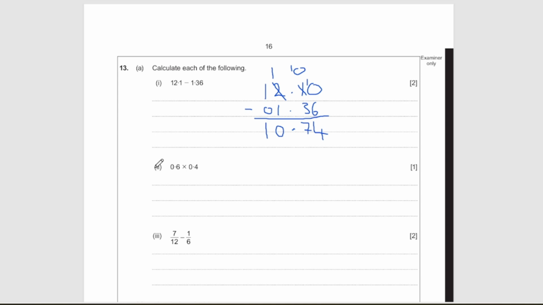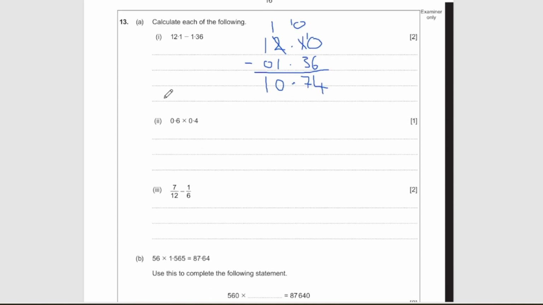0.6 times 0.4. There is a trick that we can do here. Let's ignore the 0 point and just do 6 times 4. What's 6 times 4? 6 times 4 is 24. Let's just add the 0 point at the beginning of it. 0.24. So 0.6 times 0.4. Well, 6 times 4 is 24. Put the 0 point at the beginning. And there we are, 0.24.